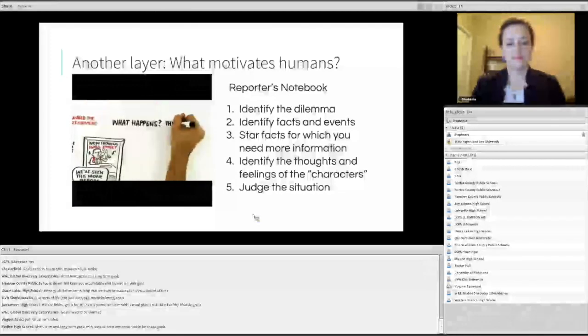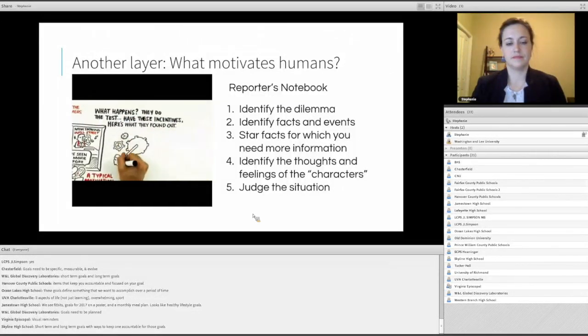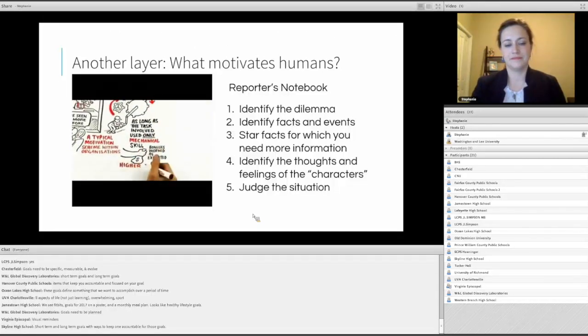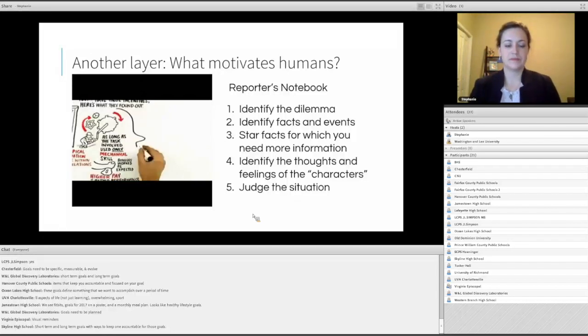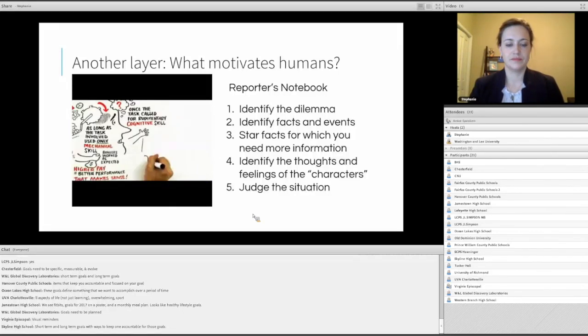So what happens? They do the test. They have these incentives. Here's what they found out. 1, as long as the task involved only mechanical skill, bonuses worked as they would be expected. The higher the pay, the better their performance. Okay, that makes sense. But here's what happens. Once the task called for even rudimentary cognitive skill, a larger reward led to poorer performance.